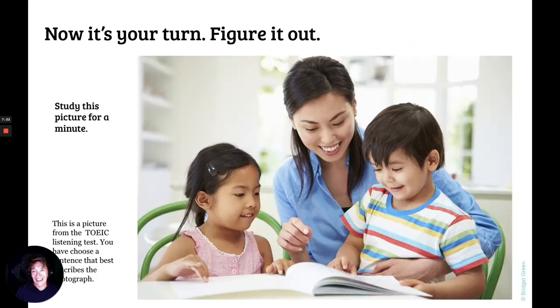Nice. Okay, here's another practice. This one is from the TOEIC listening test. In this case, you look at a picture and you have to choose a sentence that describes a photograph. Okay? Here are 4 sentences.